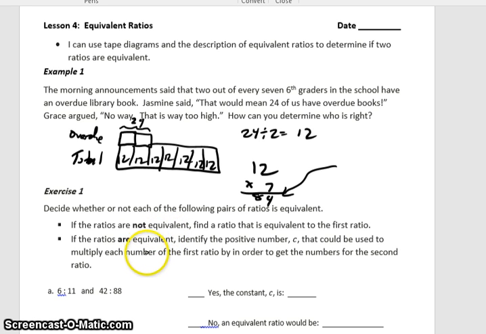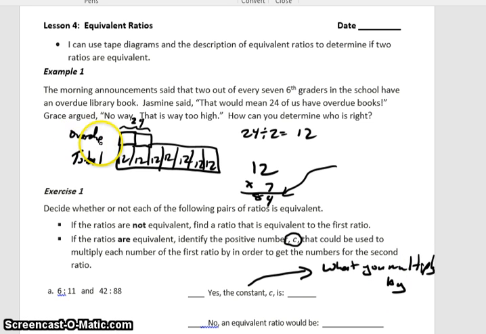The other thing we want to realize is when we set up these particular problems, and we're going to see this in exercise 1 here: decide whether or not each of the following pairs of ratios is equivalent. If the ratios are not equivalent, find a ratio that is equivalent to the first. If they are, identify the positive number, which we just call C, a letter there. It's what we call a constant in math. A constant is what you multiply by. If we have a ratio, we will be multiplying by the same number to keep things matched up.